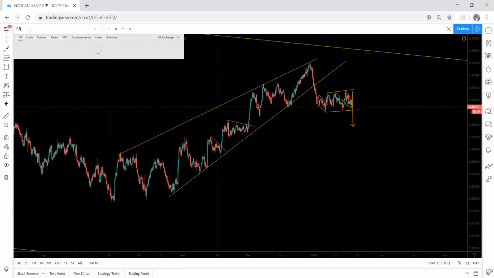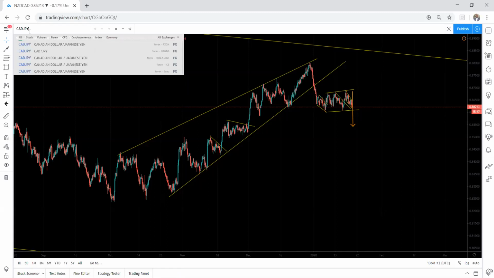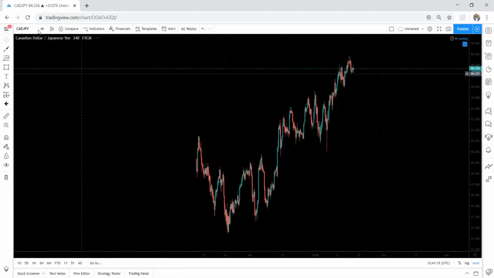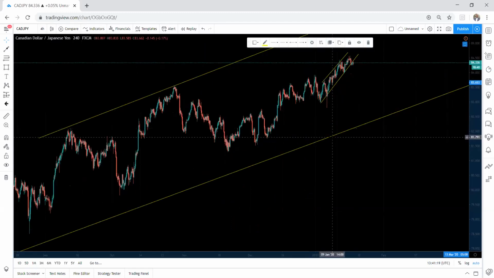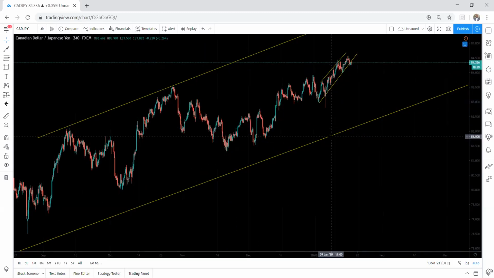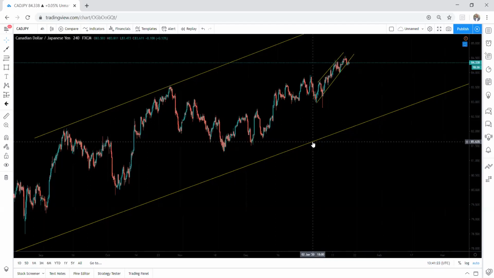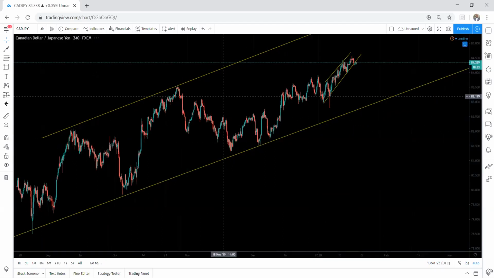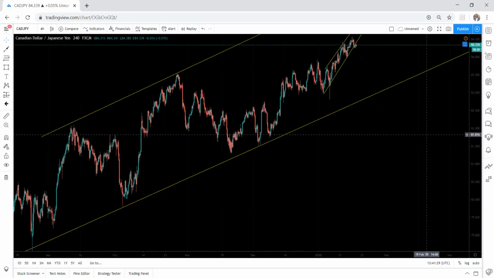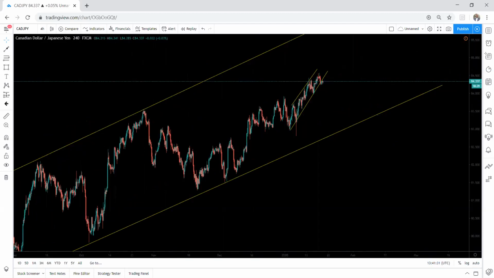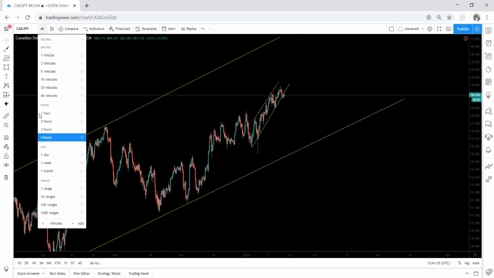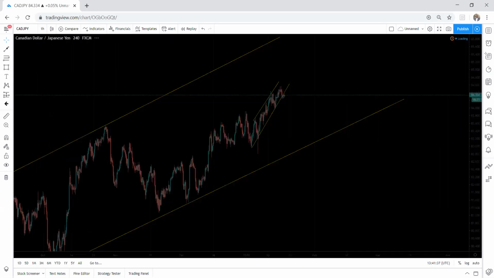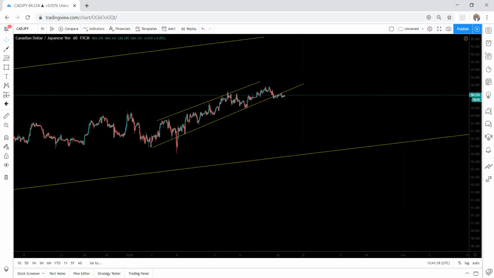Card JPY. You can see the way it's behaving. Same pattern I told you is what you find almost everywhere. You can make your trading decision based on this pattern. Let's go to 1 hour to see how we want to pick our entry.